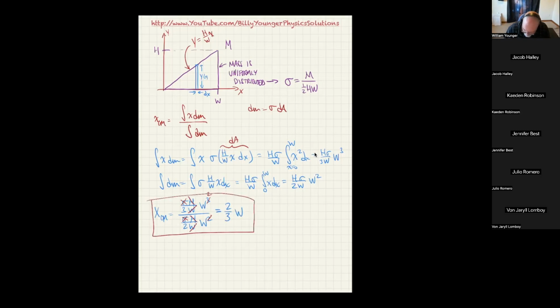The y center of mass formula is about the same. Y'all can work that out on your own, but I just wanted to give you one example.